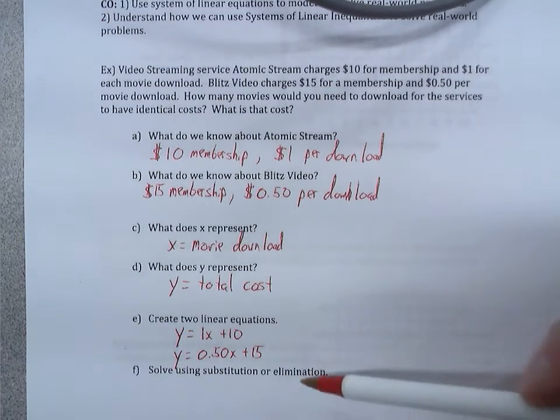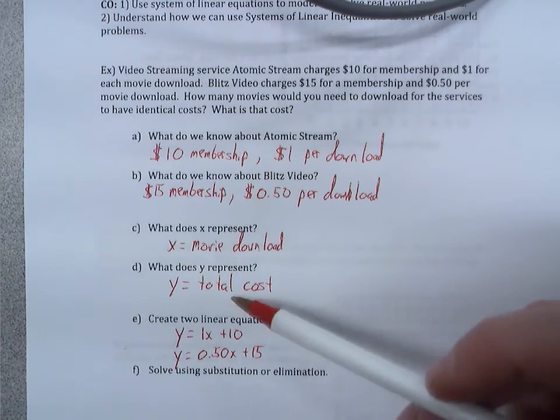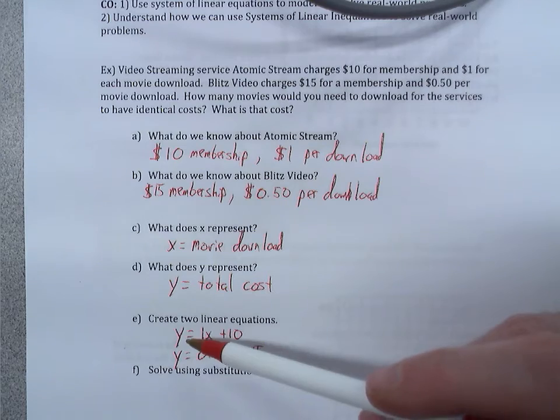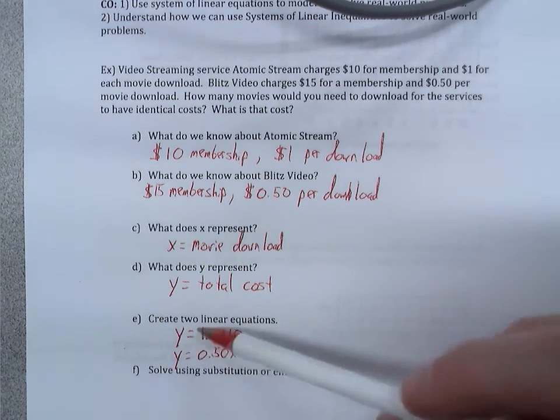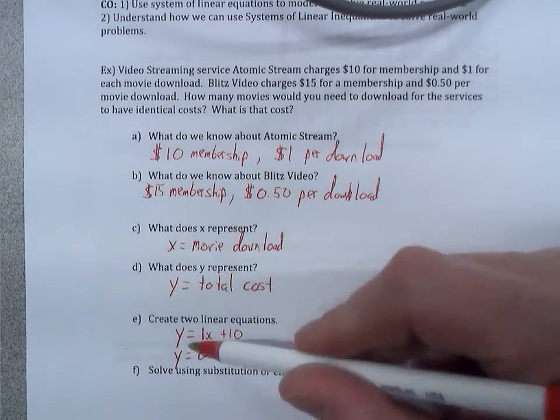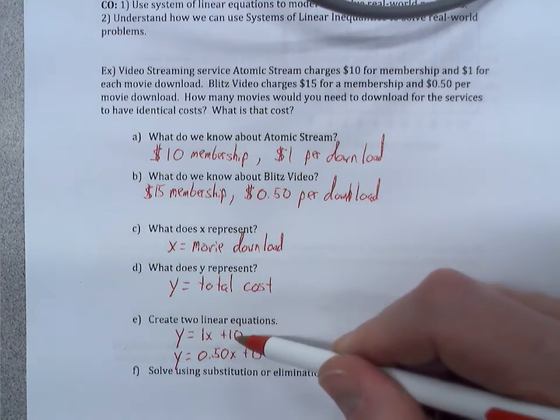Now solve using substitution or elimination. We can really use any method we want here. We can do the elimination method, but then we're going to have to rearrange these so that we have X and Y on the same side. So maybe in this case, substitution might be a better method because we can simply substitute one of these equations into the other. So I'm going to substitute this first equation into the second equation. I'm going to substitute 1x plus 10 in for y.